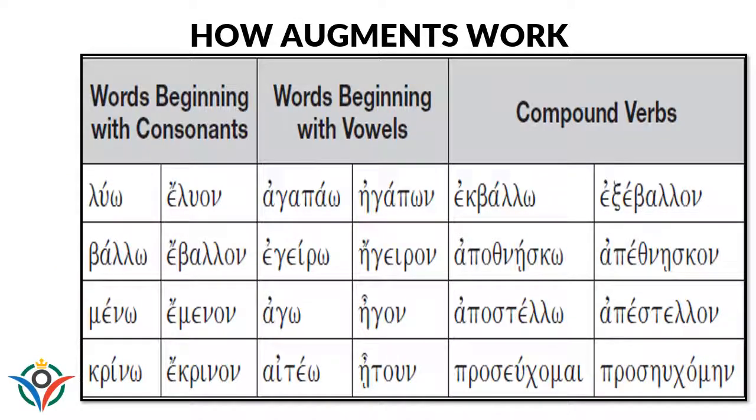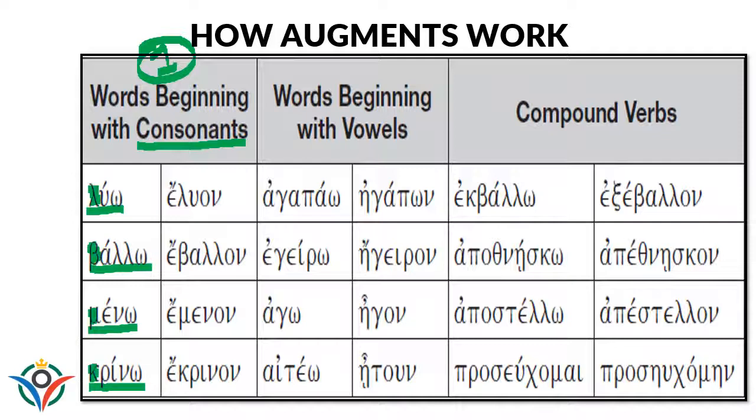So let's speak about how augments work. In order to understand how augments work, we need to look at three variations. The first variation is verbs beginning with consonants. Look at these examples here with me: luo, balo, meno, and krino. All these verbs begin with consonants.